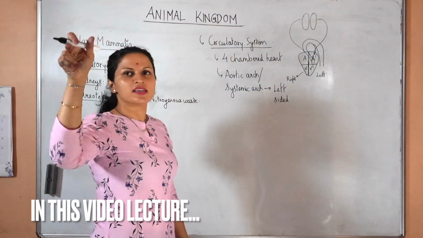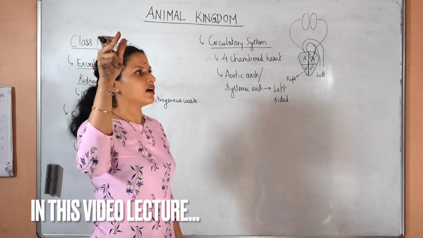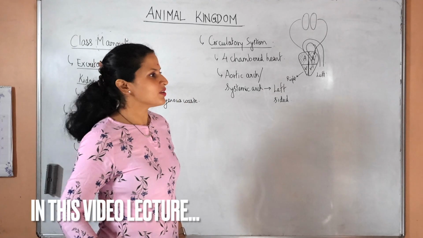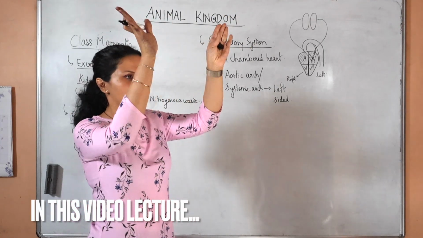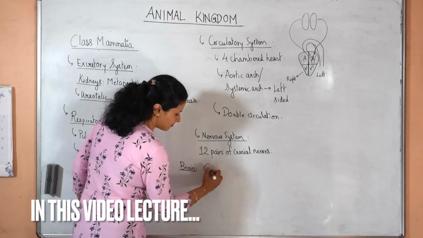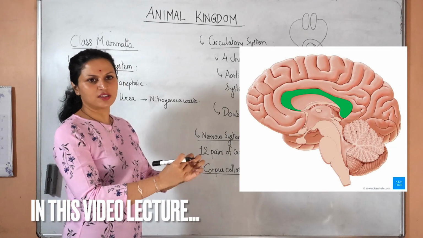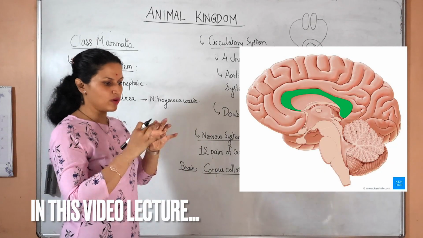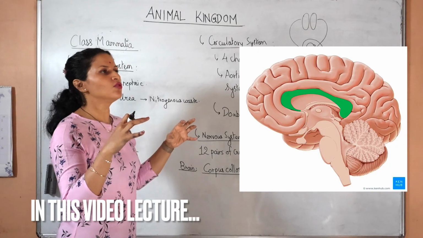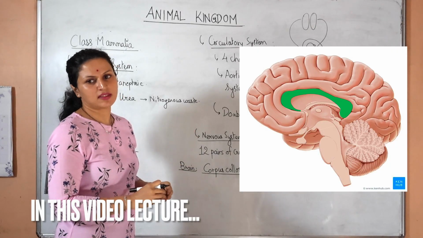In fishes and all, there is a single circulation wherein the heart is only two chambered. But over here, this is double circulation. Corpus callosum, there is a longitudinal band of nerves, just below the two hemispheres of the brain, which is known to connect both the hemispheres together at a point.